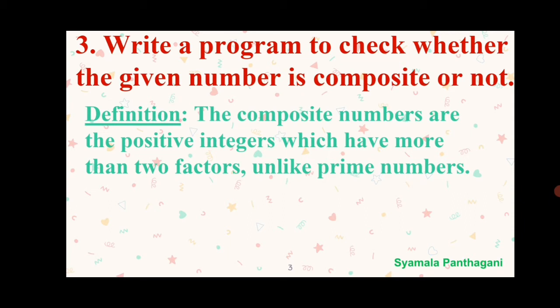What is a prime number? A prime number is a number which is having one and itself. Composite number is quite opposite for the prime number.